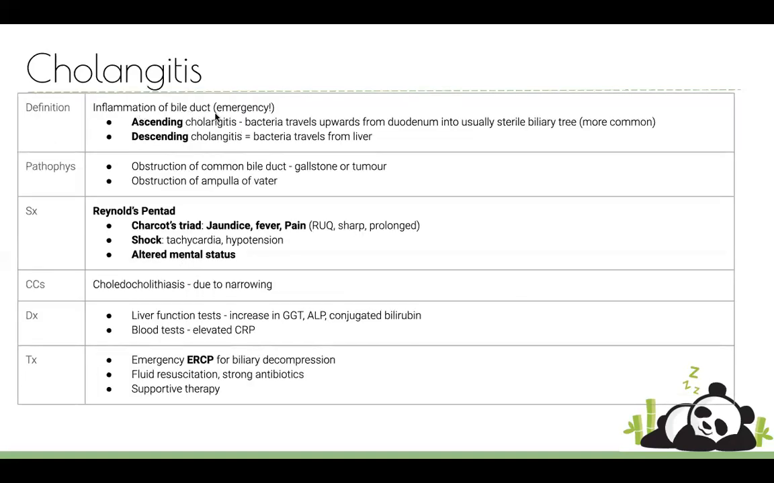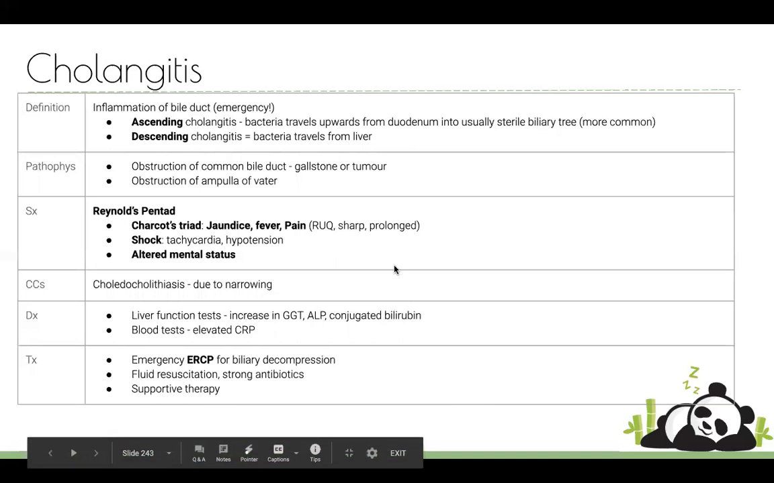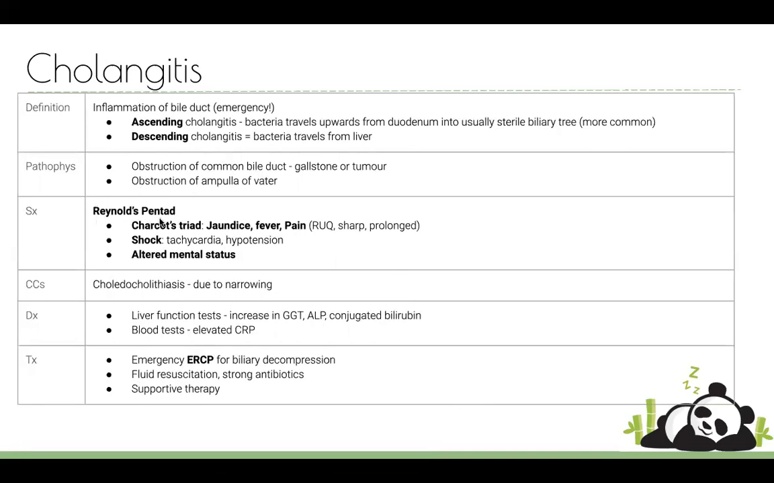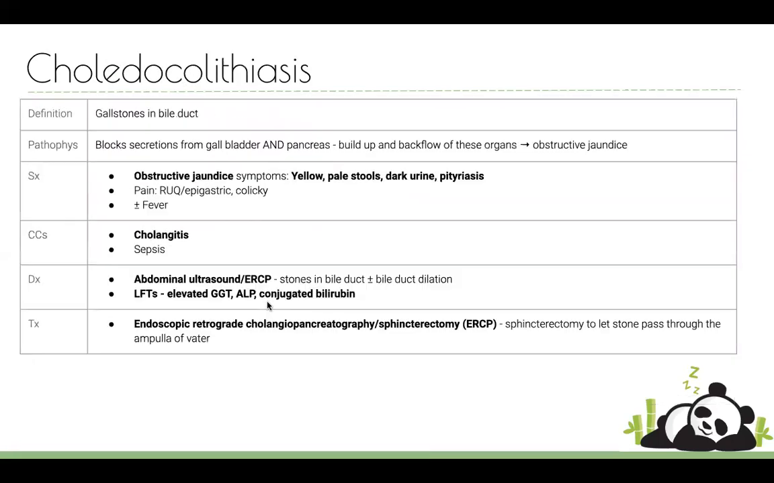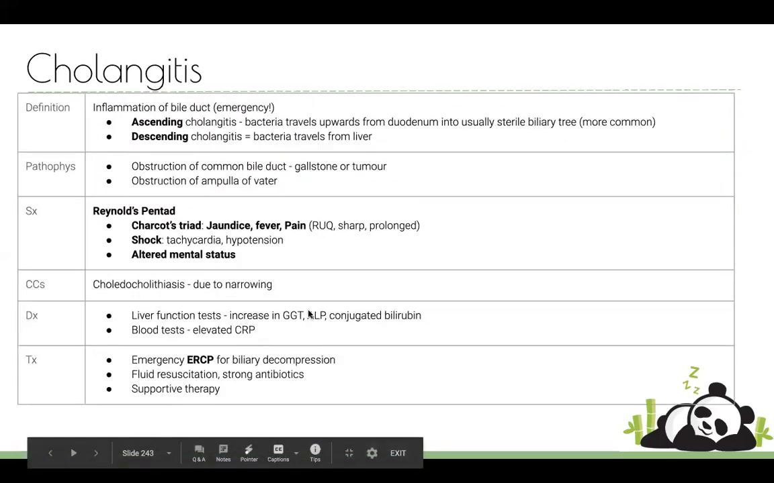Cholangitis, inflammation of the bile duct, is an emergency, usually ascending, which means it's an inflammation or infection from your duodenum going up the duct rather than from your liver going down. And as mentioned, Reynolds' pentad. You'd usually do an emergency ERCP to decompress it, and then fluid resus, strong antibiotics, supportive therapy, and like before with the choledocholithiasis, you get a deranged GGT, ALP and conjugated bilirubin, which are your ductal ones.